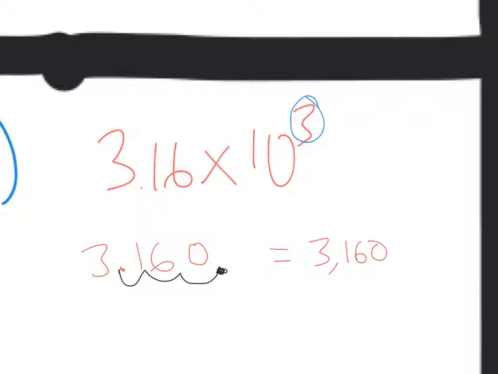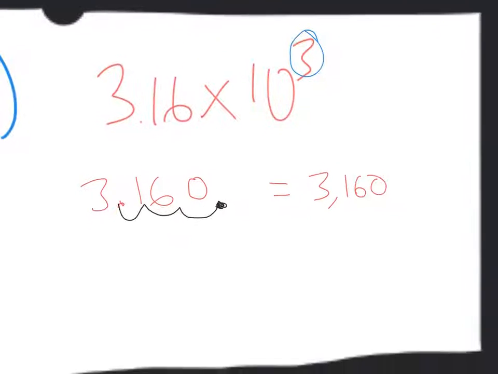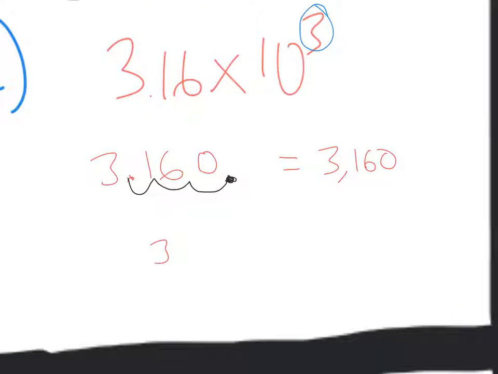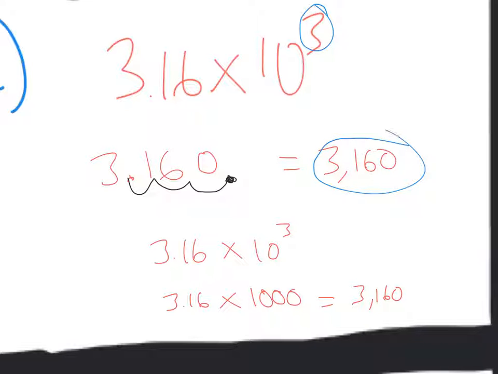3,160. Another way to think of that is if you have 3.16 times 10 to the third, we know that 10 to the third power would be 1,000. And when you multiply that out, you get 1,000 times 3.16, which is equal to 3,160. Easy peasy. Moving right along.